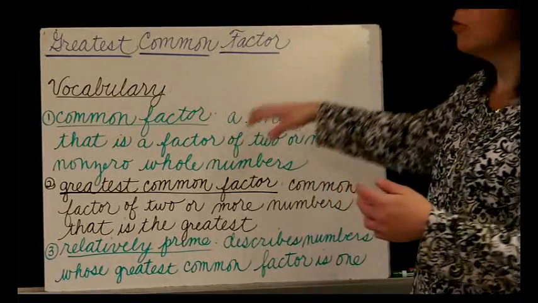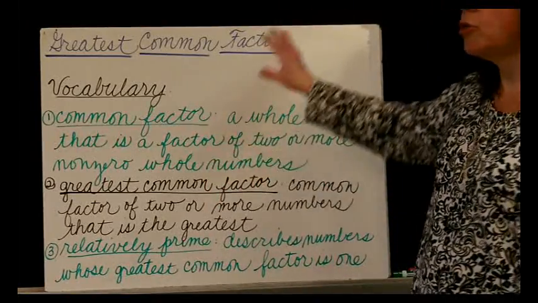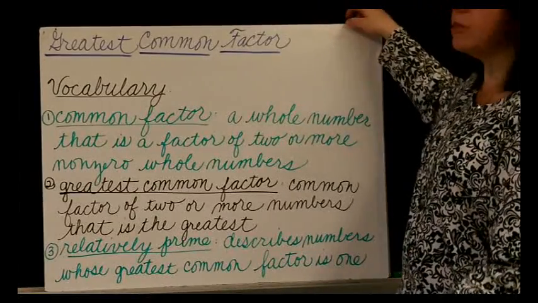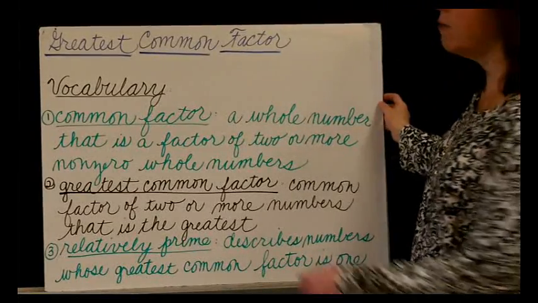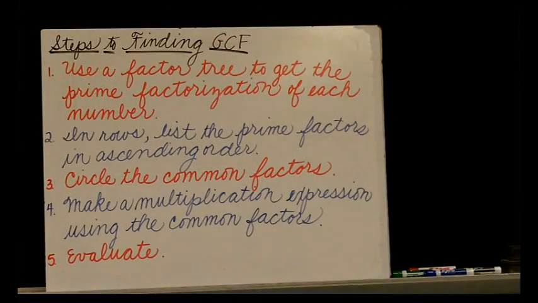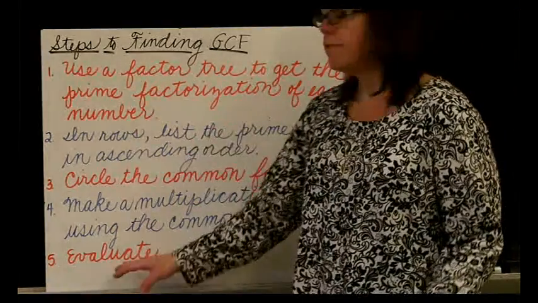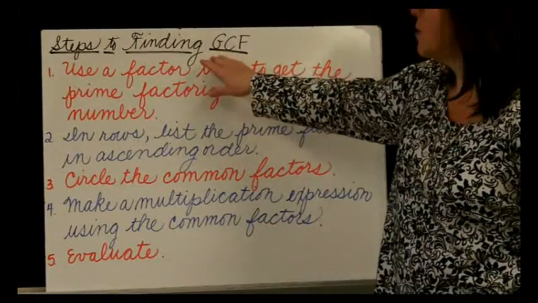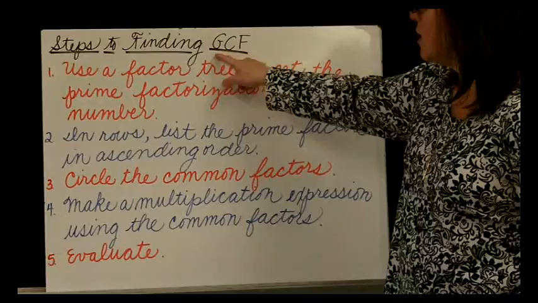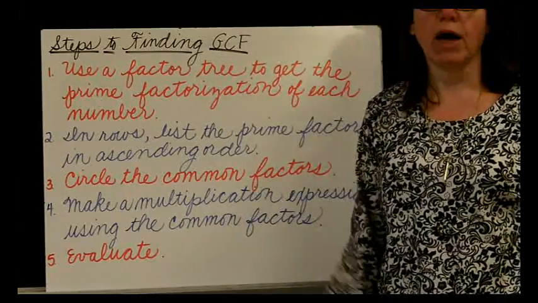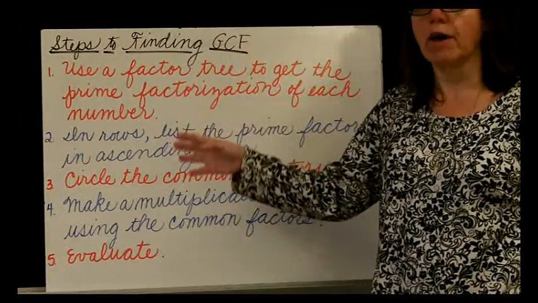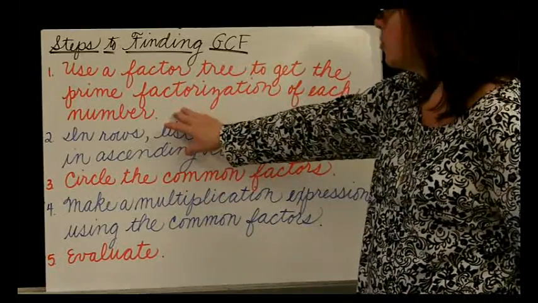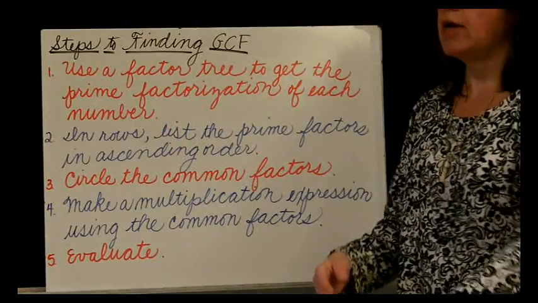Now before we start working on our 5 examples, I want to give you a list of the steps you need to follow in order to find the greatest common factor. So there are 5 steps that you follow to find the greatest common factor, which we abbreviate as capital G, capital C, capital F. You'll see this a lot. Greatest common factor.